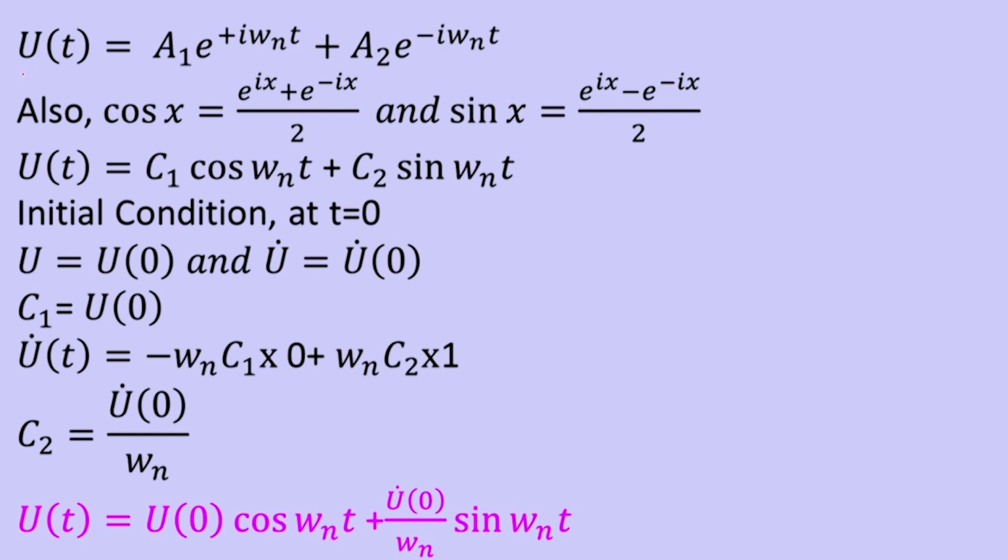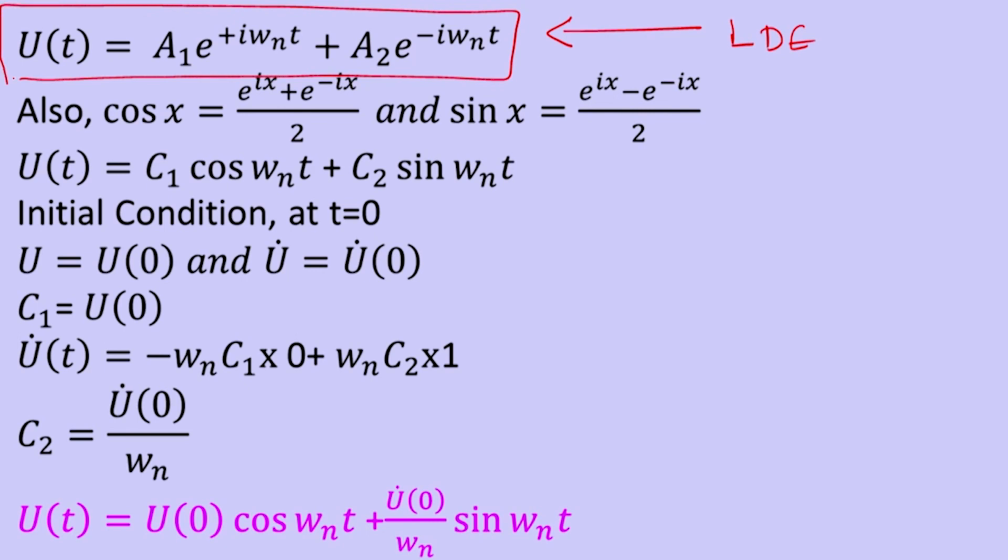So u of t is a1 e to the power of plus i omega n t and a2 e to the power of minus i omega n t. This is a form of solution of linear differential equations with constant coefficients. So this is a solution form of that. But this is complicated, so we need a simplified solution.